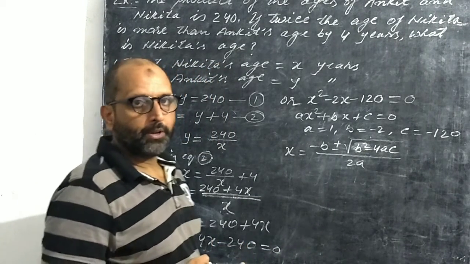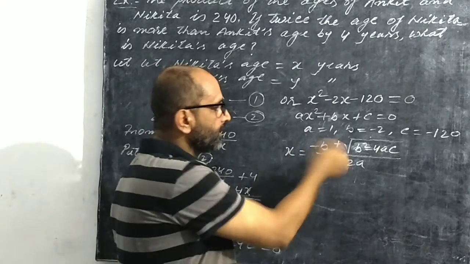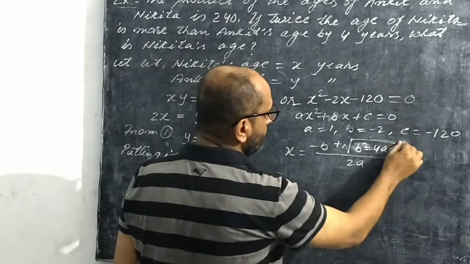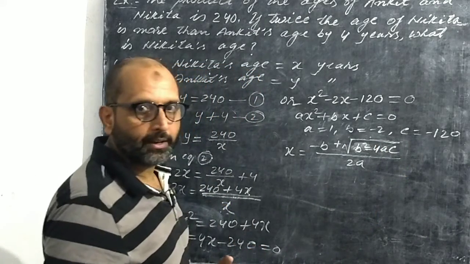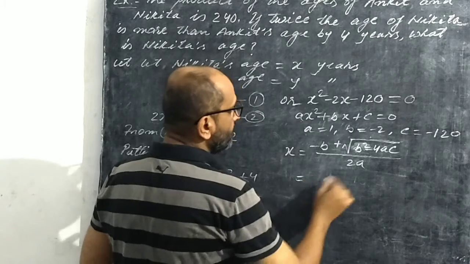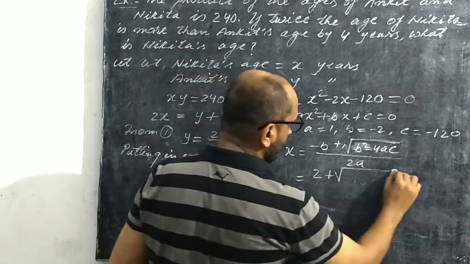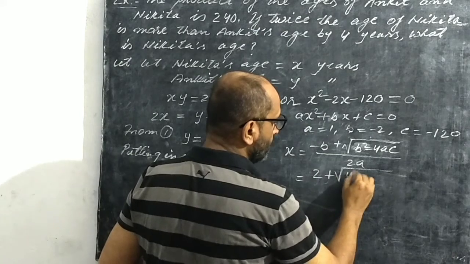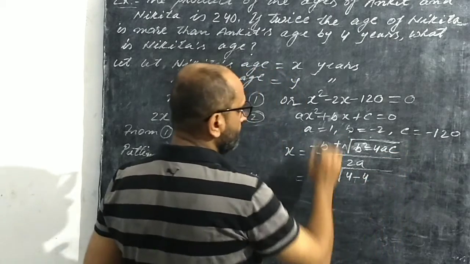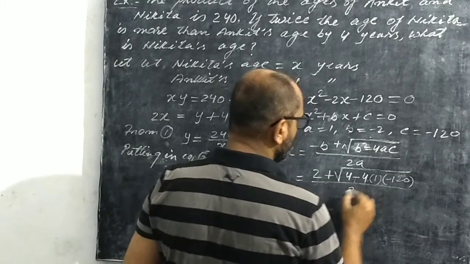Since the age of a person may not be negative, here out of these two signs, we have to ignore the negative sign, because if we take the negative sign, the age would be in negative form, and this is not possible. So x is equal to minus b plus under root b square minus 4ac upon 2a, and here substituting the values, b is equal to minus 2, so if we substitute minus 2 over there, minus minus becomes plus, 2 plus under root b square, that is minus 2 square, that is 4, minus 4 into a, that is 1, into c, that is minus 120, upon 2a, that is 2, because a is 1.